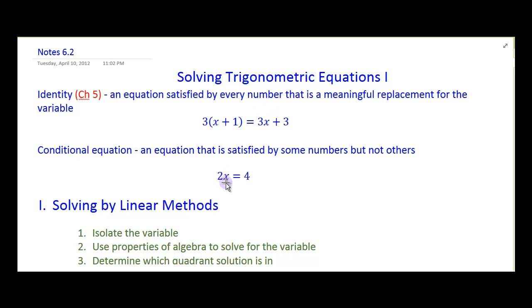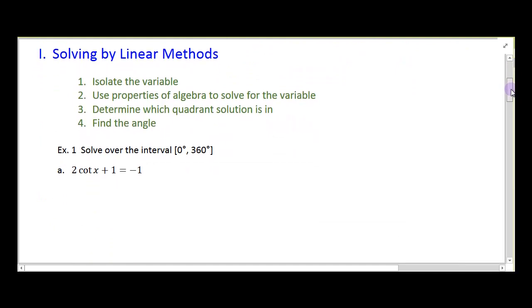An equation is satisfied by only some numbers but not others. In other words, there's only one value for x in this equation that satisfies the left and the right. So in this section we are talking about solving, whereas previously we were verifying that we had identities. Now, when we talk about solving these trig equations, there are all sorts of methods we can solve them by, and the first ones we're going to talk about are solving by linear methods.